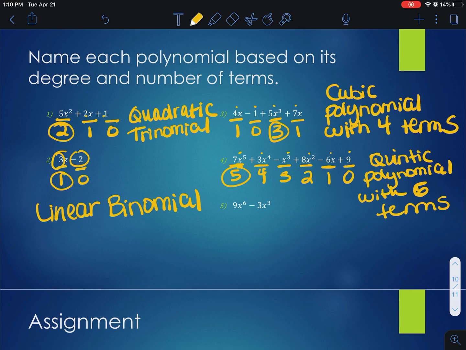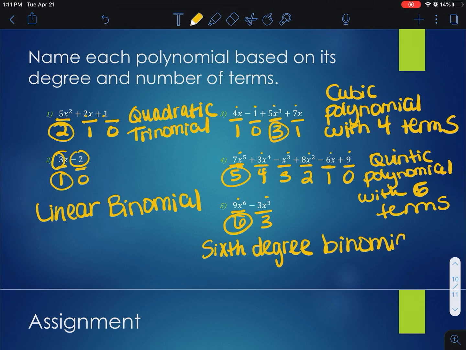And then the last one, 9x to the 6th power minus 3x to the 3rd power. The degree of 9x to the 6th power is 6. Negative 3x cubed, the degree would be 3. 6 is my largest, so I don't have a special word for 6th degree, so I would just put 6th degree, because degree always comes first. There are 2 terms, which is a binomial, so 6th degree binomial.